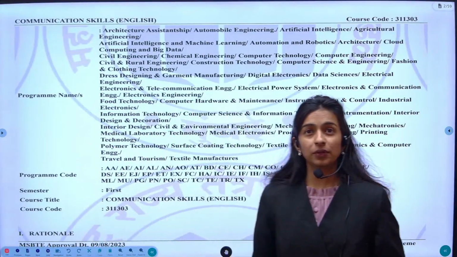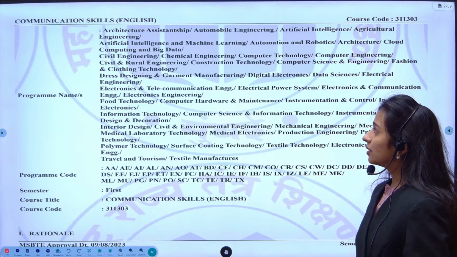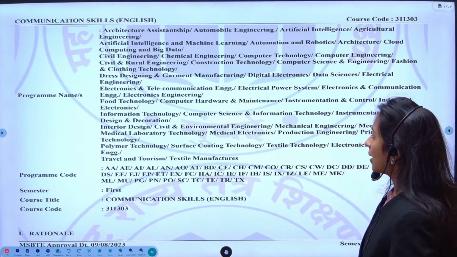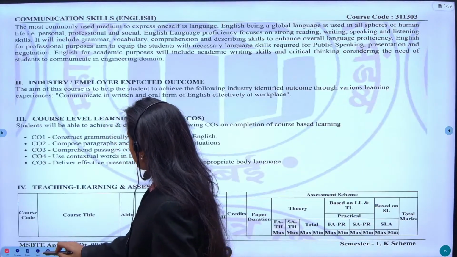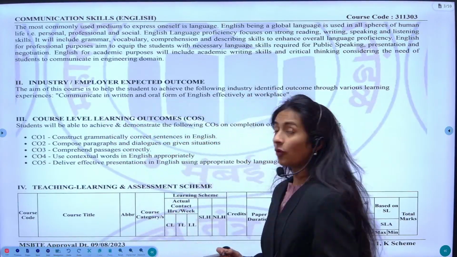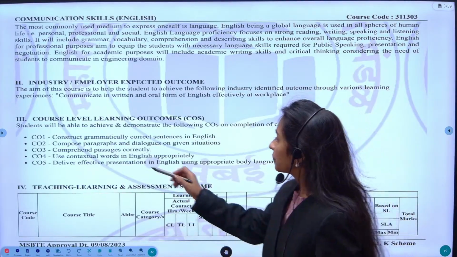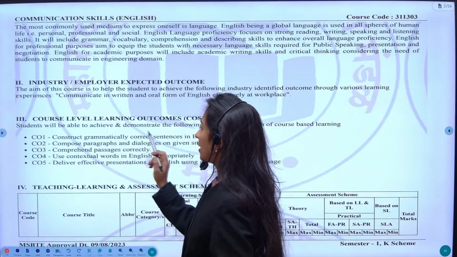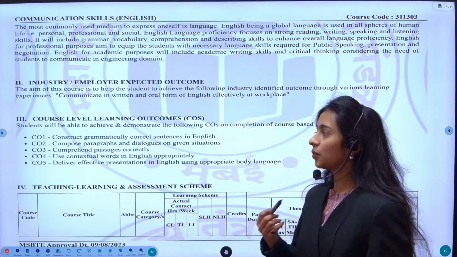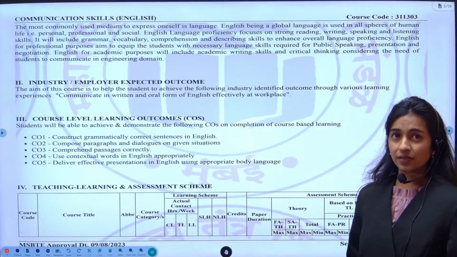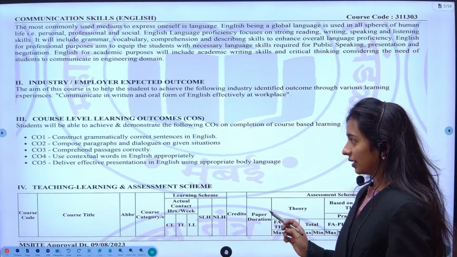So today we'll just do the introduction part. We'll start off with introduction, what is there in your syllabus. So this is your syllabus, and the learning outcomes they are expecting is very basic. Like the first outcome they are looking at is construct grammatically correct sentence in English. During your writing skill, they will be checking your grammatically correct sentence.